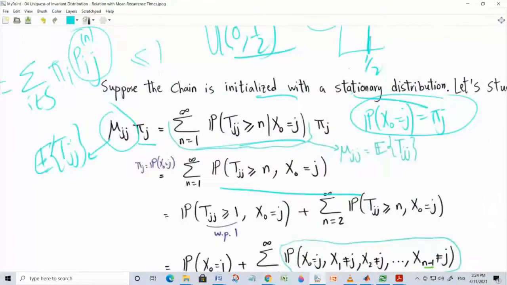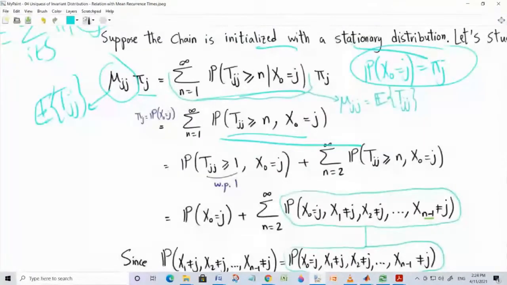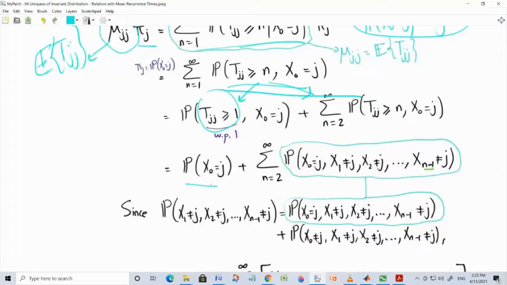Okay, so we come here, and now we have our expression written as a joint probability. So split this into two terms, n equals 1, and then n from 2 to infinity. If n is equal to 1, tjj is greater than or equal to 1. That's an almost sure event because we are talking about recurrent states, actually positive recurrent states. And so, sooner or later, you will come back to state j. So this is actually the probability that x0 is equal to j, and then we have this summation here.